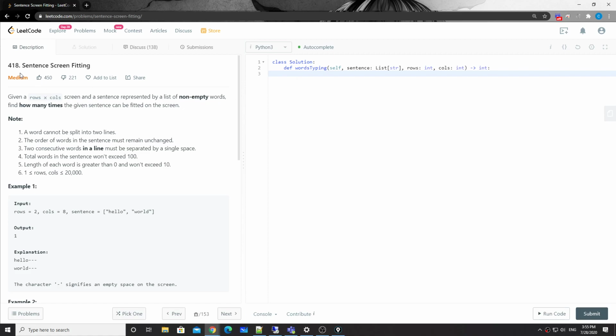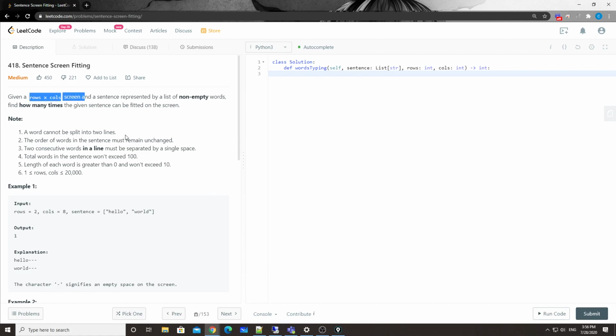Today, let's take a look at this LeetCode problem, number 418, sentence screen fitting. It's a very interesting problem. You're given a 2D screen, rows times columns, and a sentence represented by a list of non-empty words. You need to find out how many times this given sentence can be fitted on the screen.